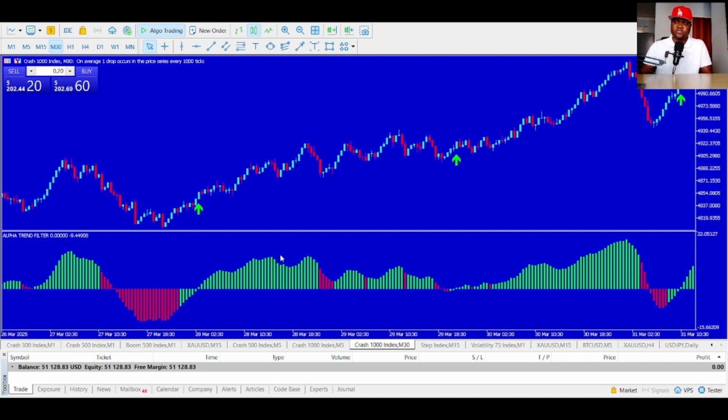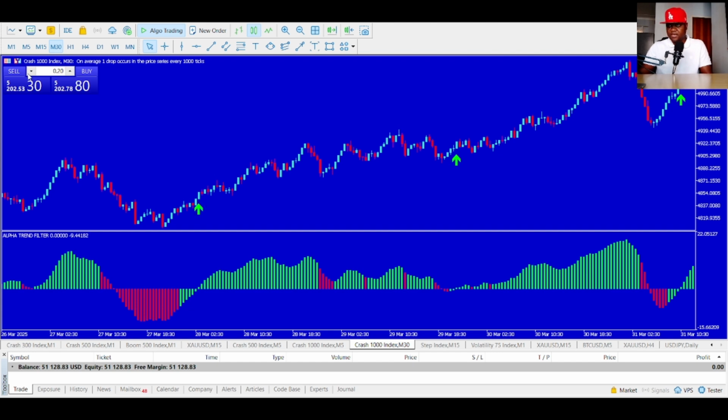So we focus on the trend filter. On the trend filter, we focus on the color. We don't focus on whether it has crossed above the zero line, or whether the bars or the histogram are above or below. So we are just focusing on the color that is there on the trend filter. So that's one. Then we also have the arrow. So the arrow is there to give us an entry. So for our entries, we'll make use of this arrow.